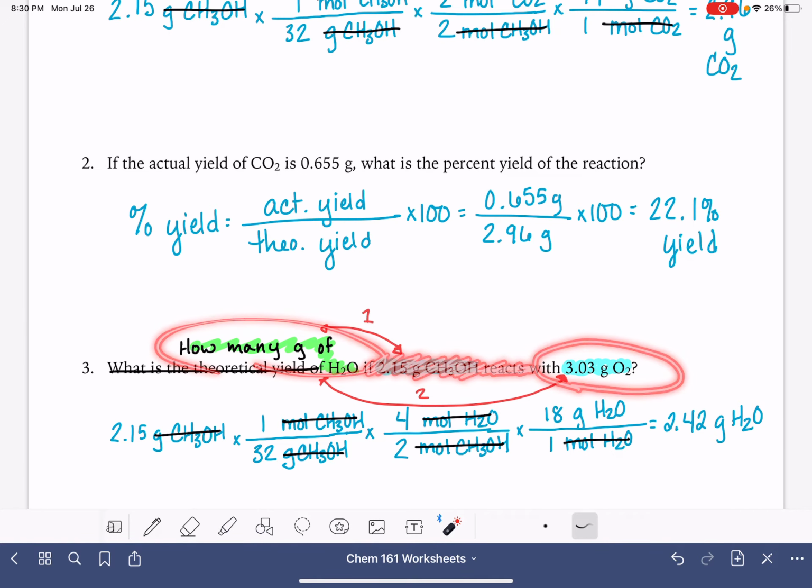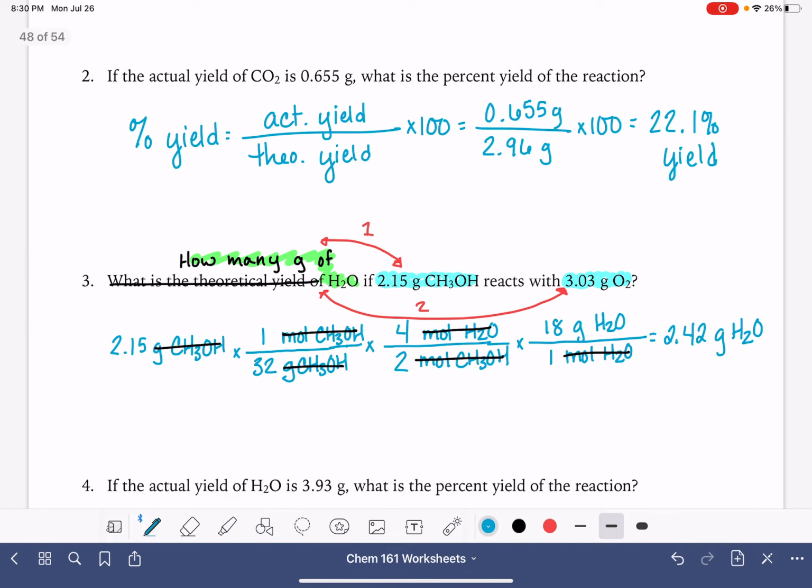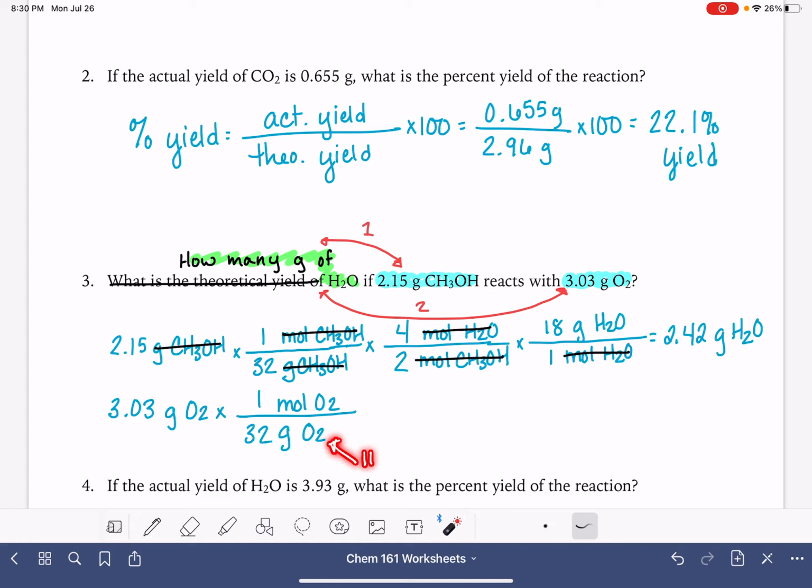How many grams of H2O can we make? So again, like I said, we have to treat it like 2 separate problems. If we have 3.03 grams of O2, step 1, if we're trying to get rid of units of grams of O2, the only option we have is to convert into moles of that exact same molecule using the molecular weight. Oxygen is 16, and there are 2 of them. 16 times 2 is 32.